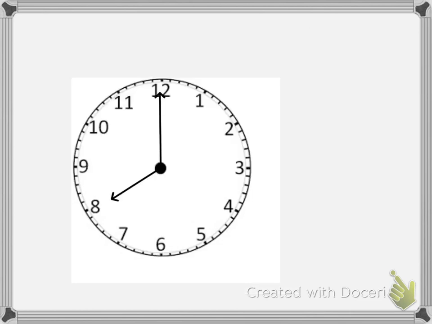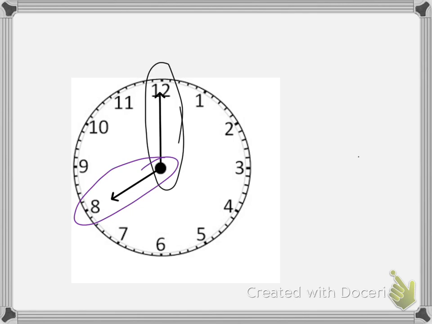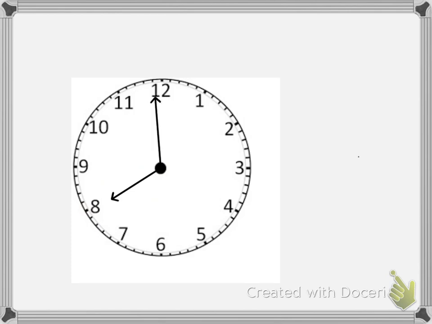All right, so first I'm going to show you this. I've got the time 8 o'clock shown on this clock. If you notice, the minute hand is pointing up at the 12, and the hour hand is pointing down at the 8. Okay. Now I'm going to move the minute hand on my clock. It started at the 12, and now we're going to move it to this time.